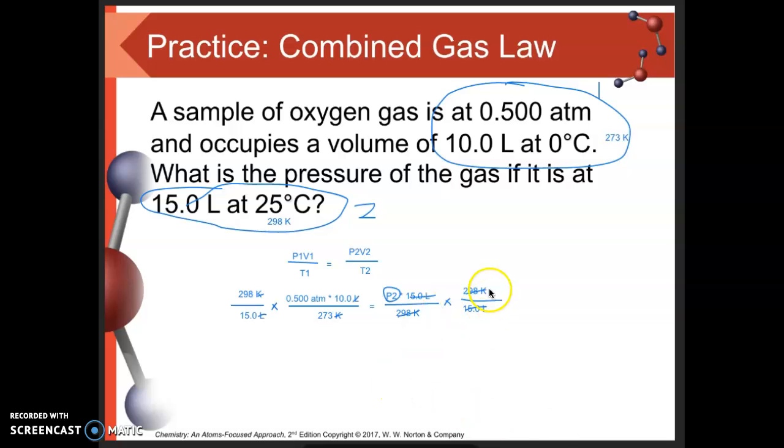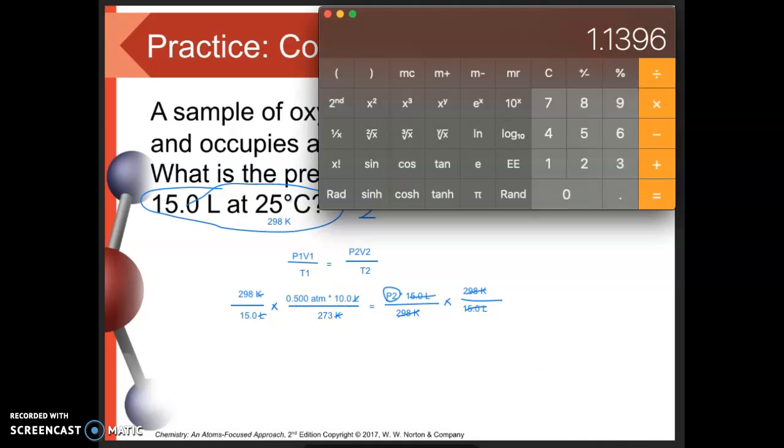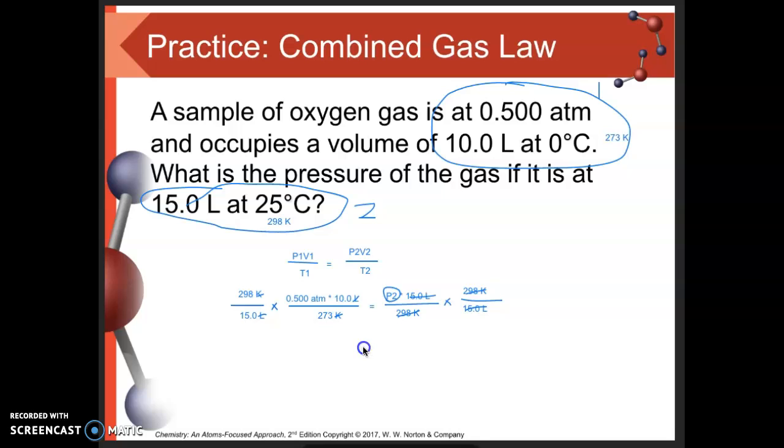So you can see that by multiplying each side by 298K over 15 liters, we cancel out the right-hand side of the equation other than P2. We cancel out the Kelvin and the liters, so all we need to do is to put in the numbers: 298 times 0.5 times 10.0 divided by 15.0 divided by 273, and we get a final pressure of 0.364 atmospheres.